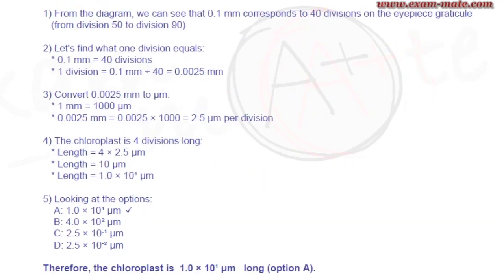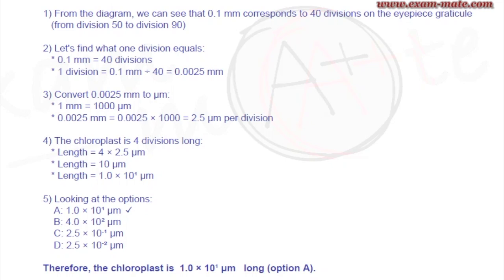3. Convert 0.0025 mm to μm. 1 mm equals 1000 micrometers. 0.0025 mm is equal to 0.0025 times 1000, which equals 2.5 micrometers per division.